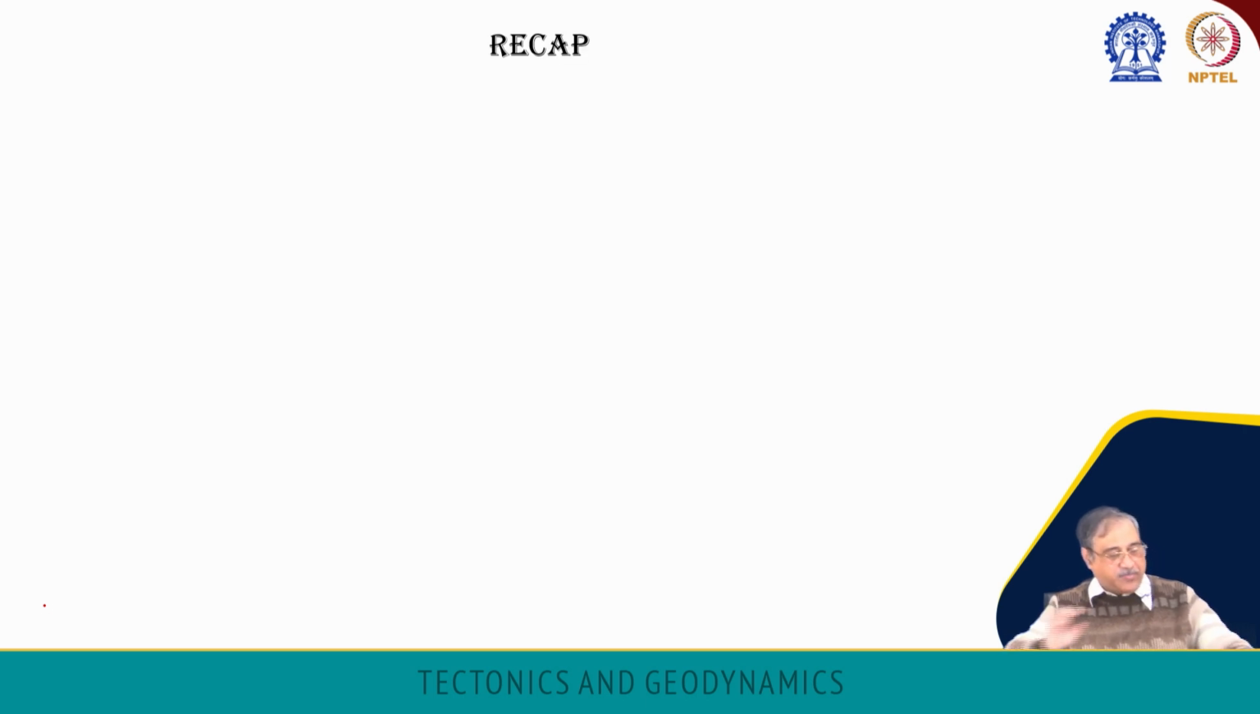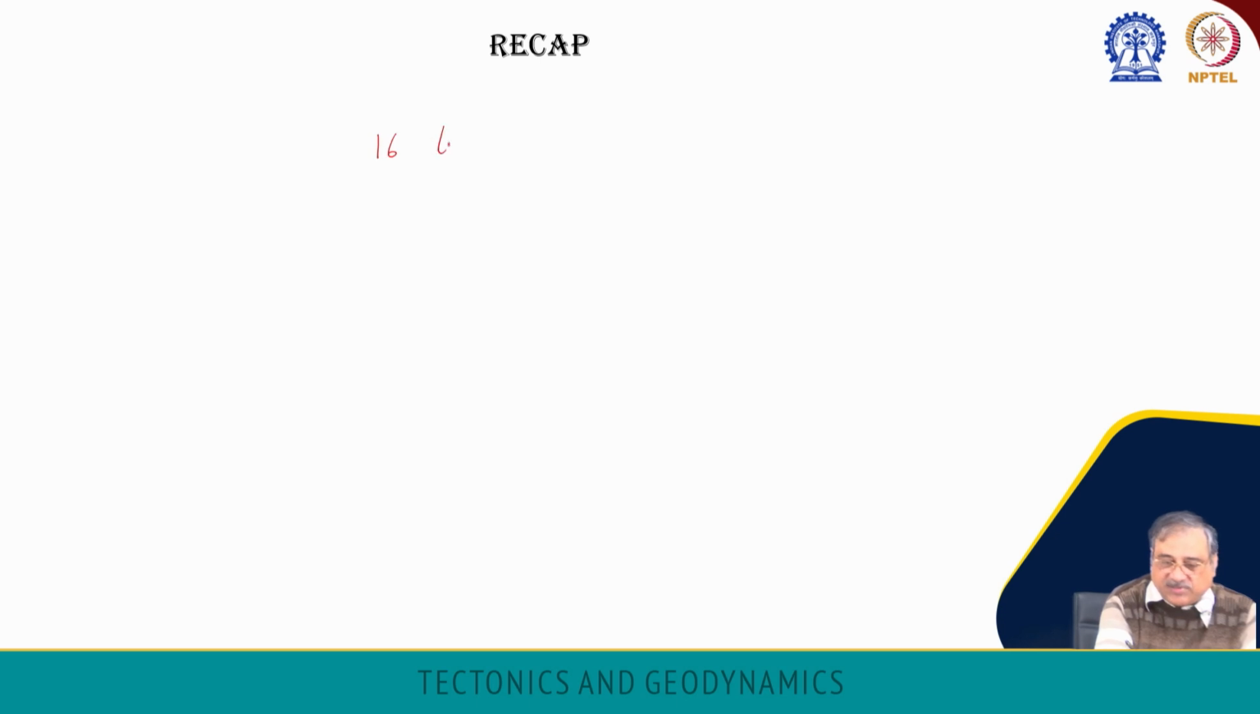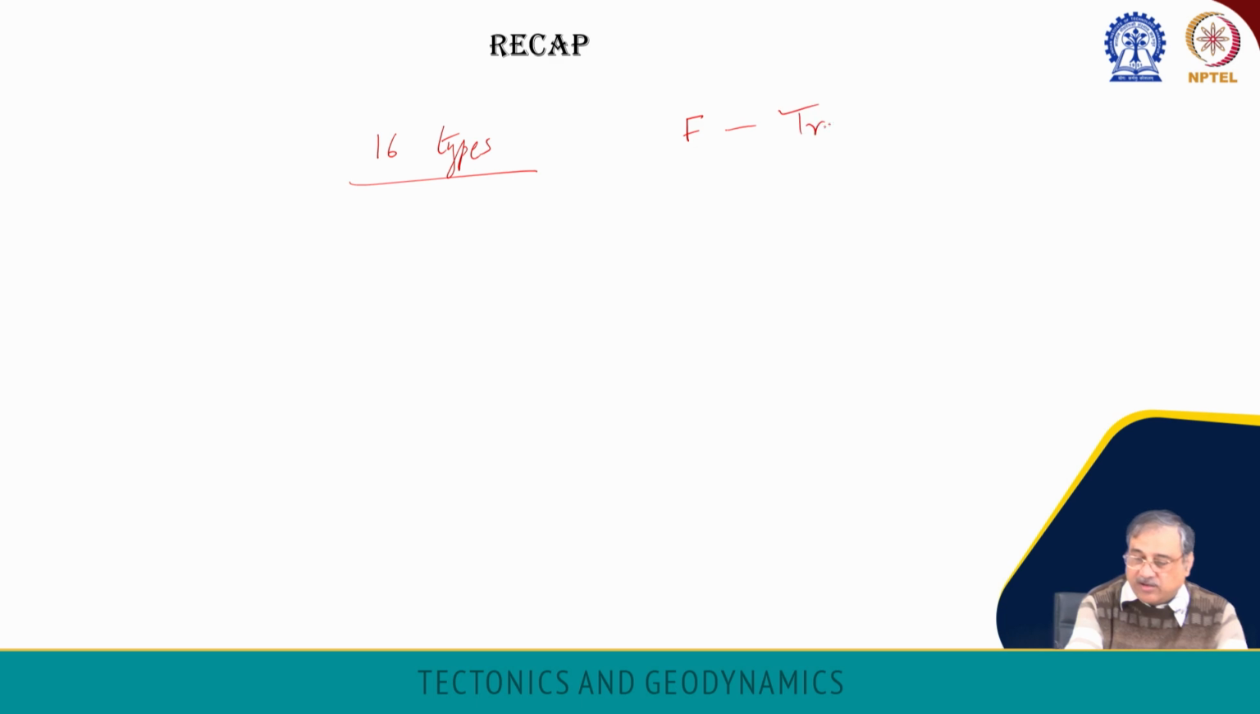So let's start off with a recap of what we did. You remember that triple junctions are basically the junctions between three tectonic plates on the surface of the Earth. There can be 16 types of triple junctions. We refer to them in terms of the types of plate boundaries. F refers to a transform fault. You have R's, which are ridges or divergent boundaries, and you have T, which is trenches or convergent boundaries. So these are 16 types.